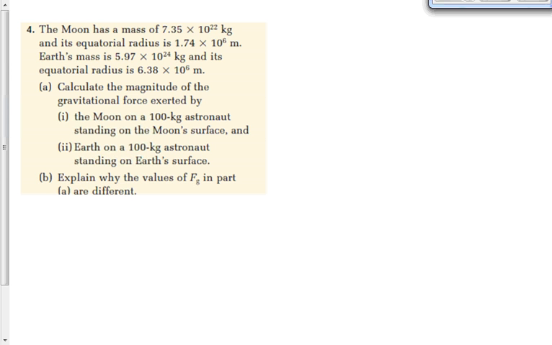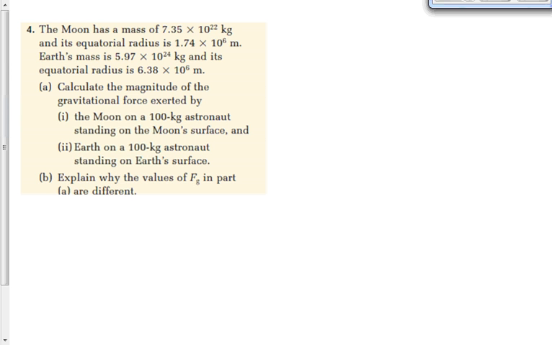Number 4 says the moon has a mass of 7.35 times 10 to the 22 kilograms and an equatorial radius of 1.74 times 10 to the 6. What does that mean, an equatorial radius? We know what radius means, right? So this is from the center of something to the outside, right? So what does equatorial radius mean there, Dustin? Yeah, it's the radius at the equator.